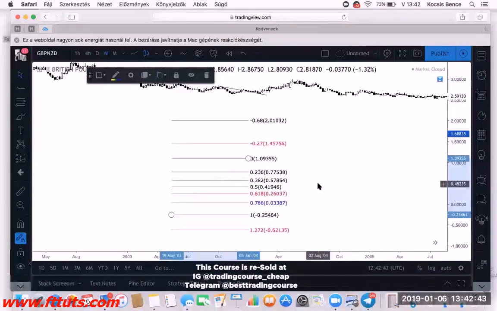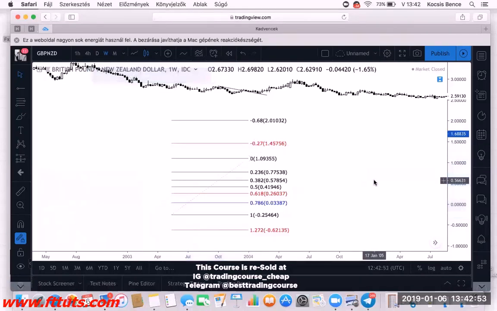So those are the important numbers in the future: the -0.68, the -0.27, the 0.23, the 0.32, 0.50, 0.61.80, 0.7861, and the last ones are the 1.27 and 2.